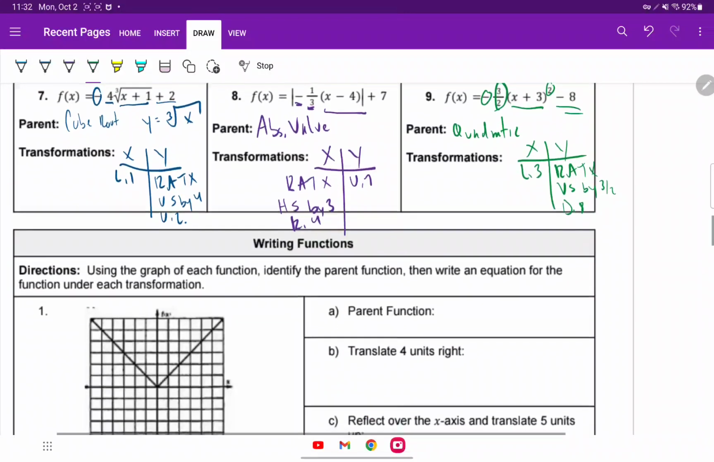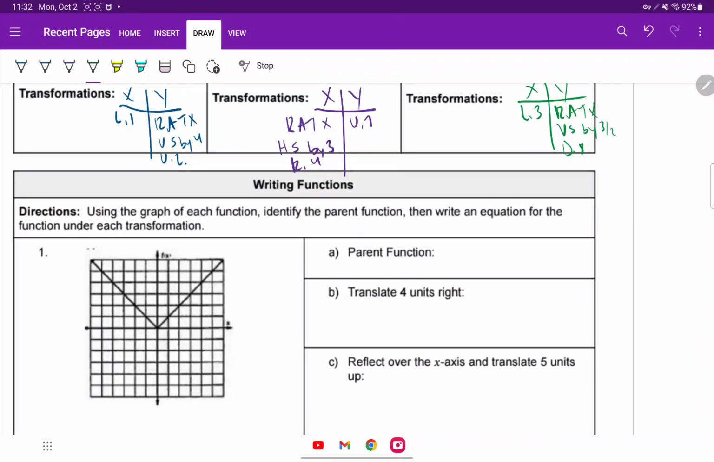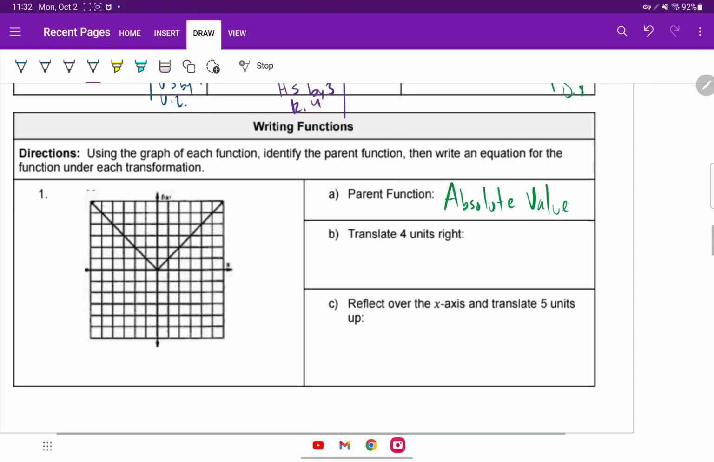All right, next, it says directions: using the graph of each function, identify the parent function, then write an equation for the function under each transformation. Okay. So this is a V, absolute value. So recall our parent function.